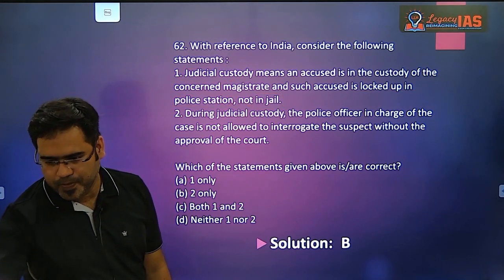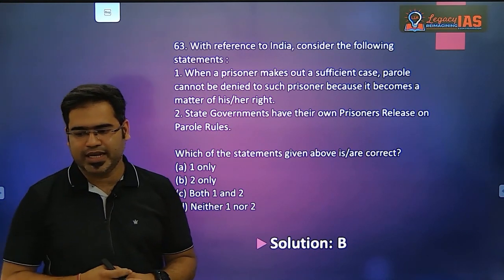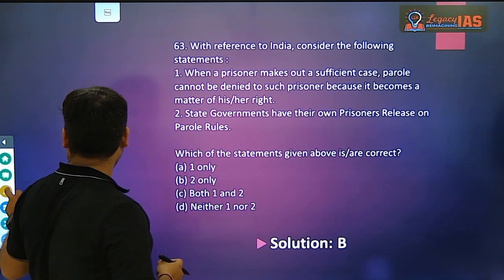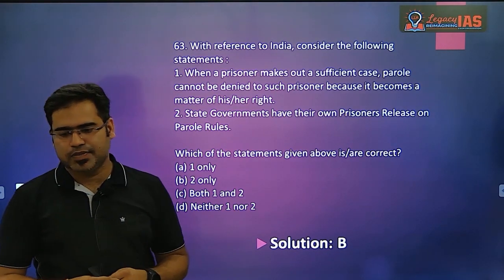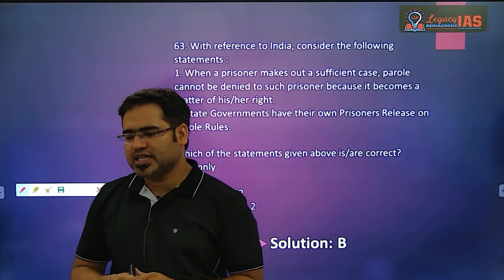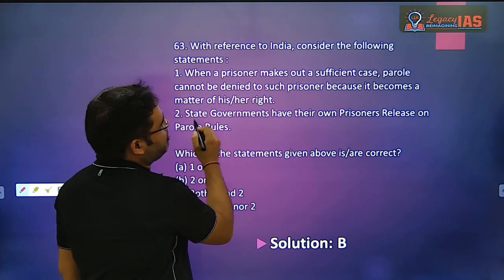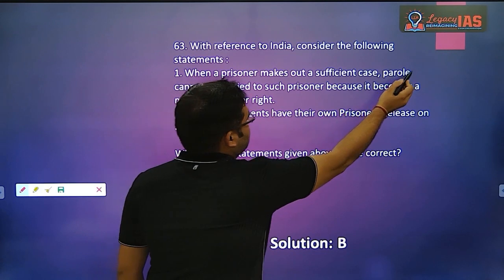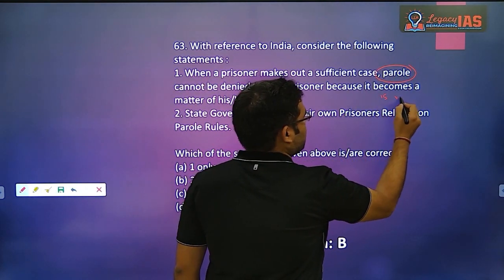Next, 63. With reference to India, consider the following statements, correct? When a prisoner makes out a sufficient case, parole cannot be denied to such a prisoner because it becomes a matter of his right. First we need to understand this parole. It is not a right. This parole is not a right.